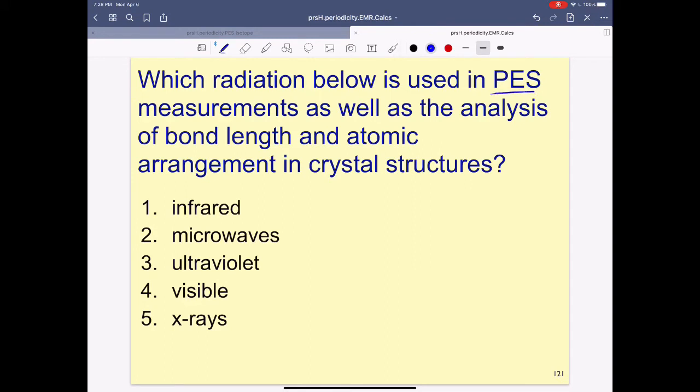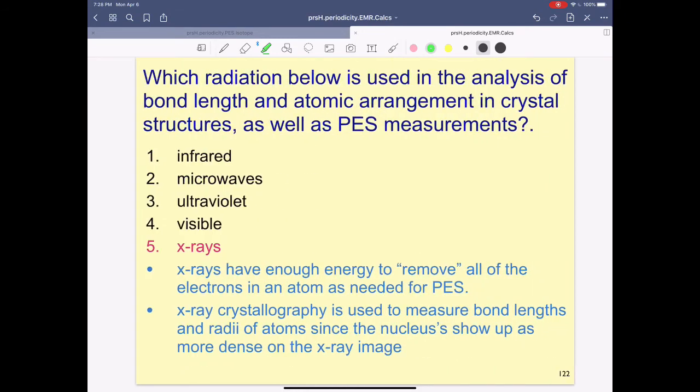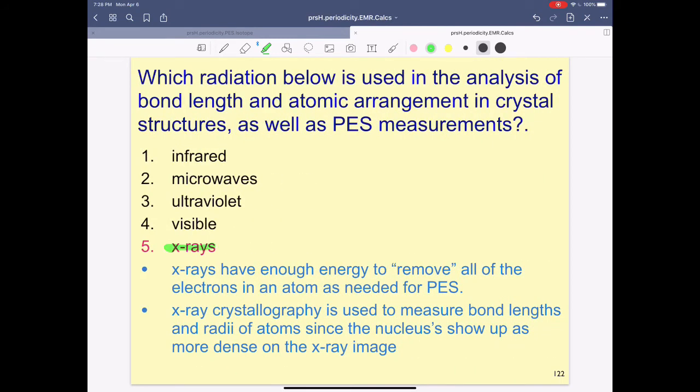Now, we've talked already about PES. And so which radiation below could be used for PES, as well as analysis of bond lengths and atomic arrangement in crystal structures? So that would be X-rays. X-rays, of course, are high energy, and that is enough energy to remove all of the electrons, which is what's needed for PES.